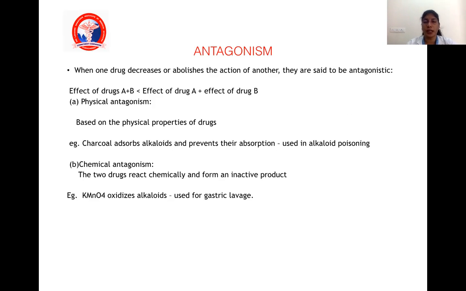Okay. Second thing is chemical antagonism. Chemical antagonism means when two drugs react chemically and form an inactive product. Okay, for example KMnO4, which oxidizes alkaloids, is used for gastric lavage. Okay, this is also used for poisoning and this type of cases.